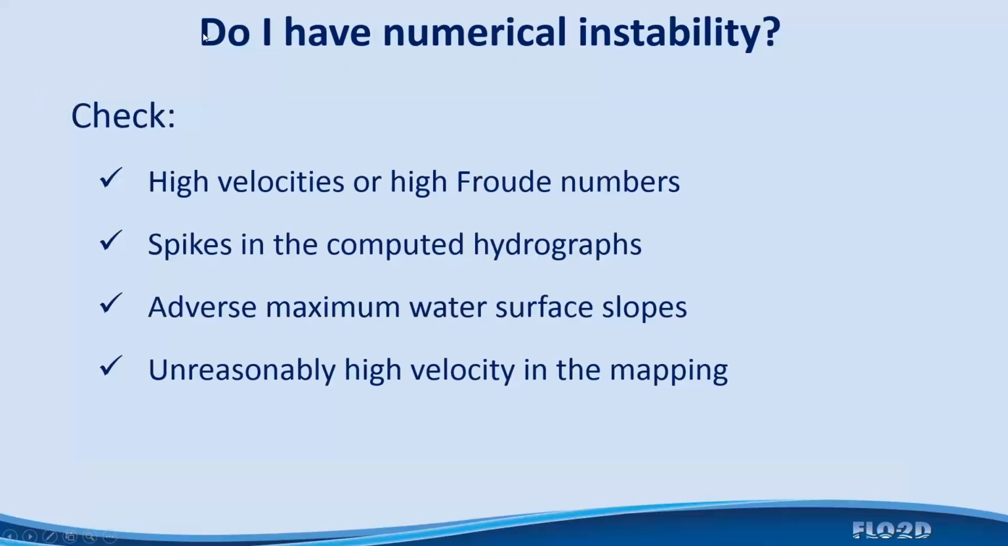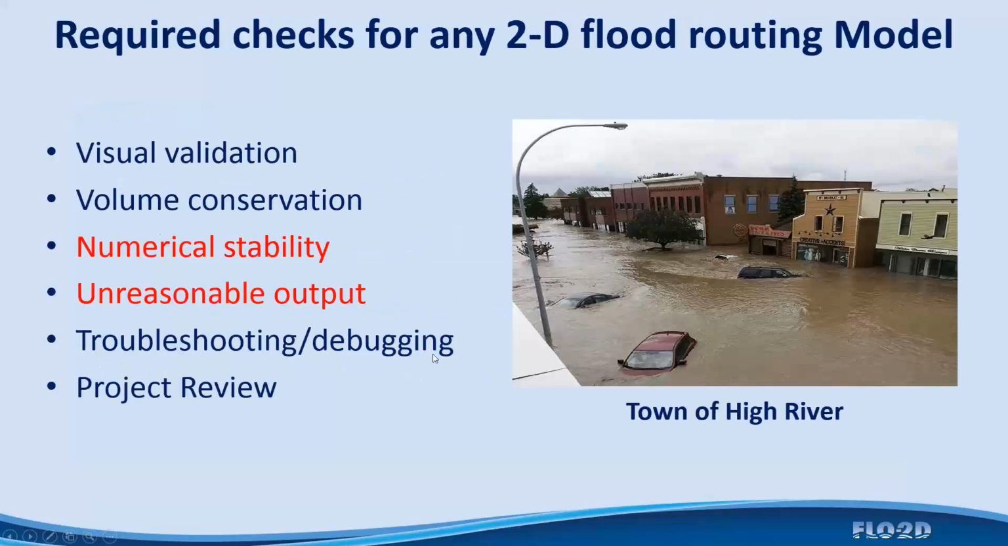Now, do I have numerical instability? Even if you didn't get that dialog box that said you have it, we have some other places to look for numerical instability. We can look at whether or not the velocities are unreasonable or the Froude numbers are excessive, whether there are spikes as I showed you in the computed hydrograph, whether there's maybe some adverse maximum slopes, which is physically impossible unless you have inflow to the channel. And maybe you can see the unreasonably high velocity in the plots that you make in your mapping tools.